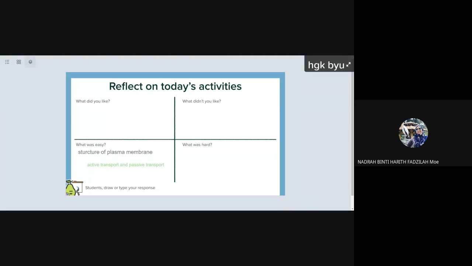Apa yang kamu suka? What did you like during this class? Ke semua pun tak suka? Tulis dekat what didn't you like tu. Semua pun tak suka, semua pun susah. Tulislah so that I can improve. Cuma my first reflection of the day is untuk nota esok, saya akan make sure nota esok dua bahasa. Okay? Saya akan make sure.